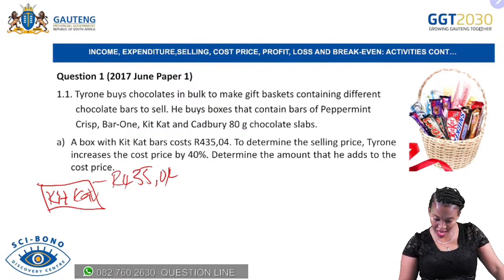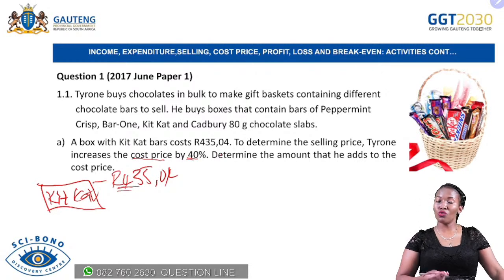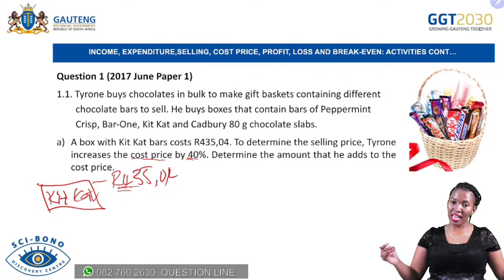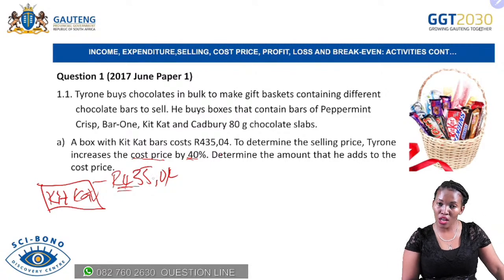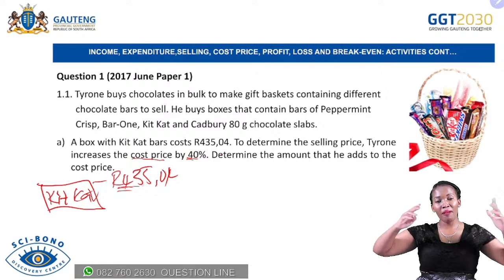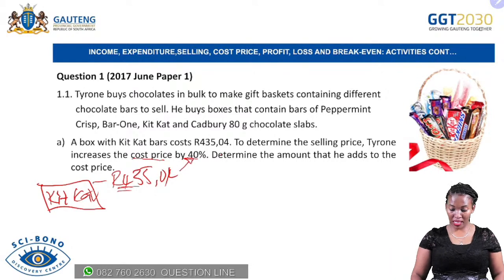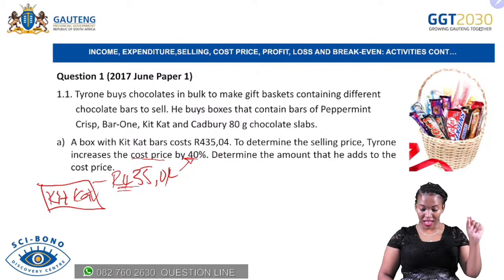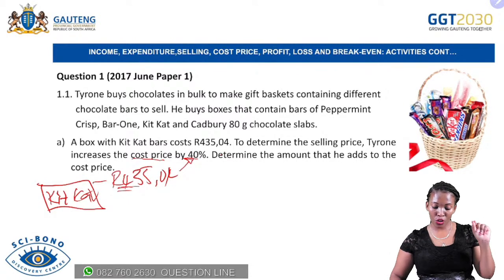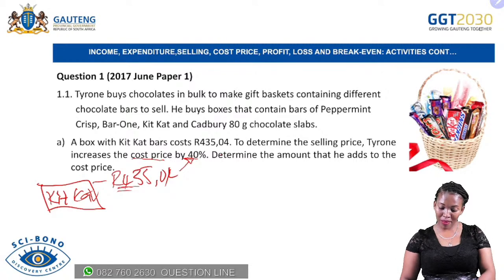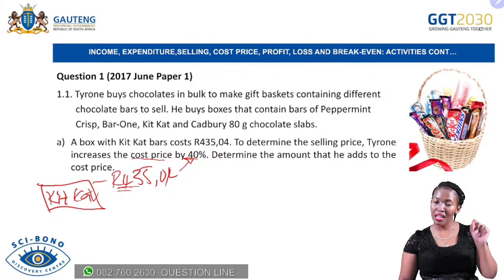To determine the selling price, Tyrone increases the cost price by 40%. So this is the cost price. If you want to know how to charge his selling price, he has decided that he's going to increase it. When you are increasing, you are making it bigger. Making it bigger by how much? By 40%. You must determine the amount that he adds to the cost price. So remember, they said he's increasing it by 40%.